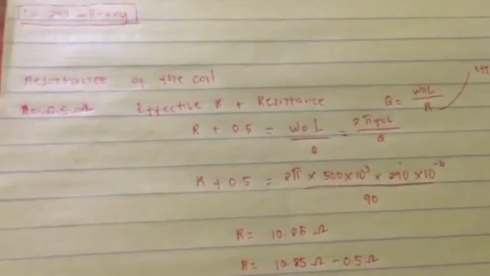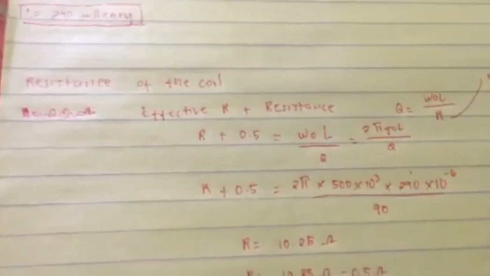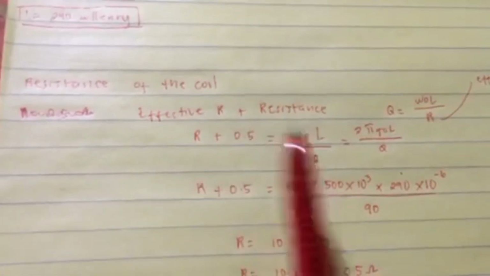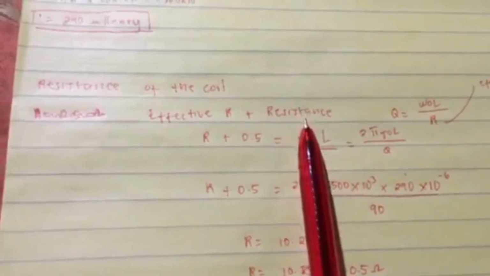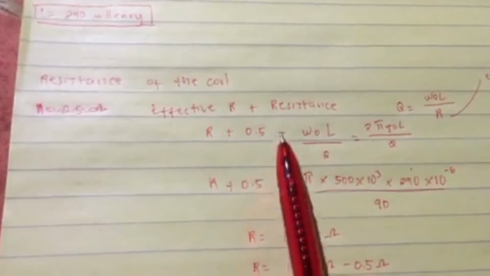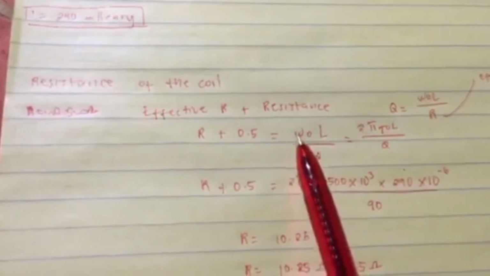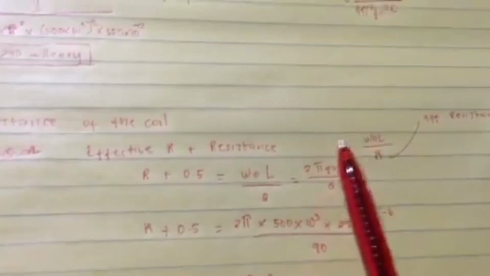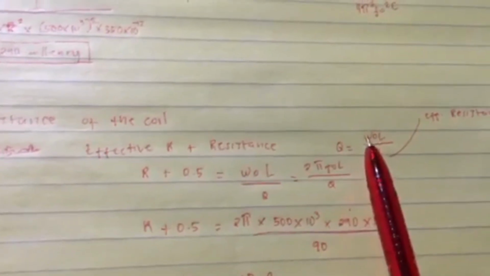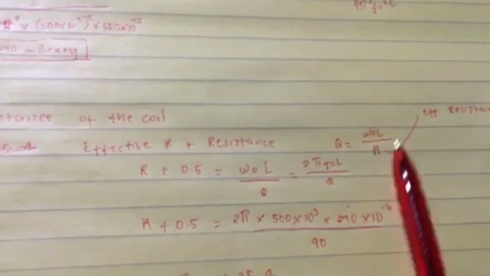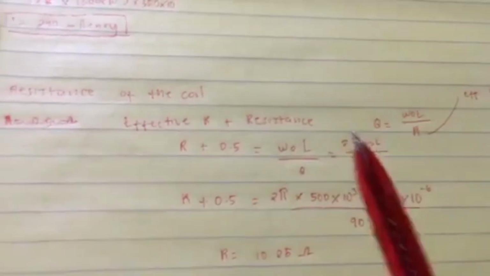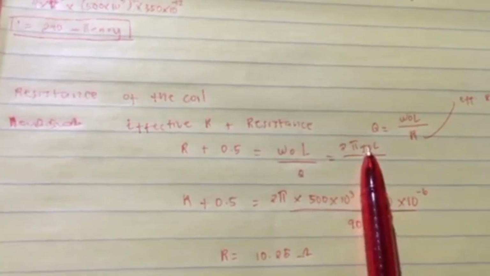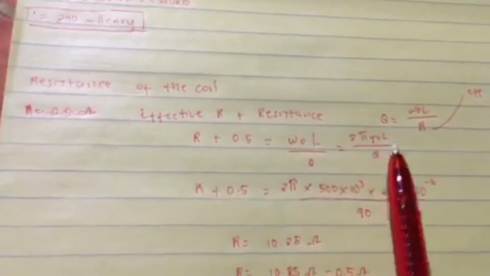Now we will get the resistance of the coil. So the effective resistance plus the resistance, R plus the earlier value of 0.5, is equal to omega naught L over Q. The Q here is equal to omega L over R, where this R is the effective resistance. So we have 2 pi f naught L over Q.